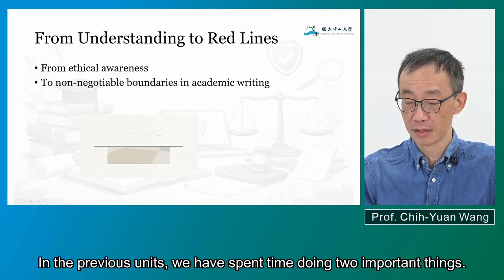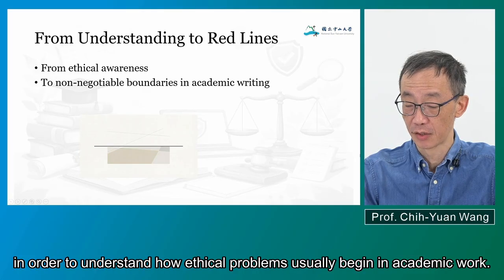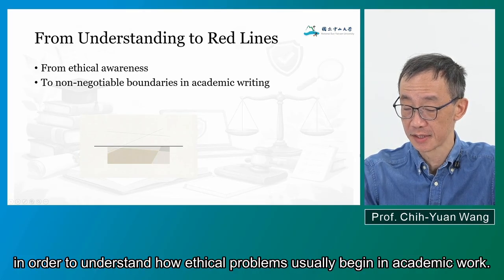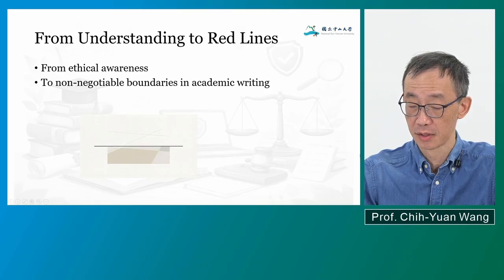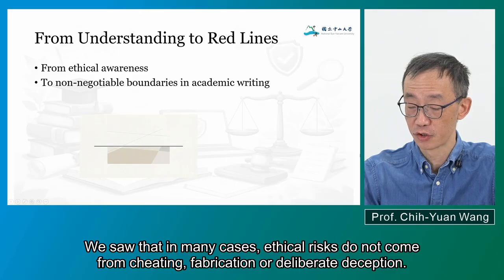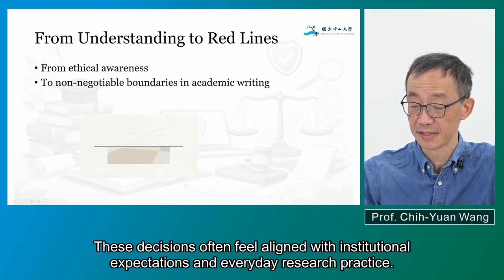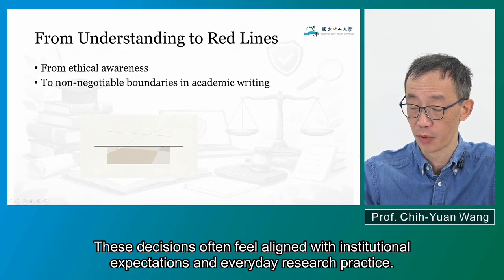In the previous unit, we spent time doing two important things. First, we examined realistic research situations in order to understand how ethical problems usually begin in academic work. We saw that in many cases, ethical risks do not come from cheating, fabrication, or deliberate deception. Instead, they emerge from a series of decisions that appear reasonable, professional, and even efficient at the time. These decisions often feel aligned with institutional expectations and everyday research practice.